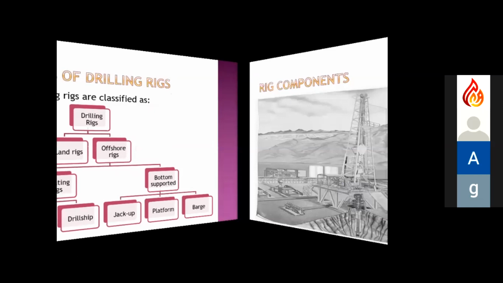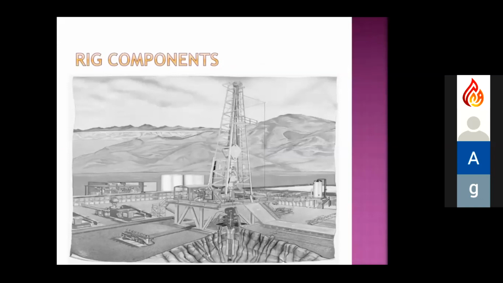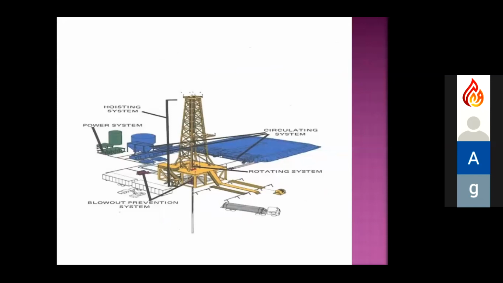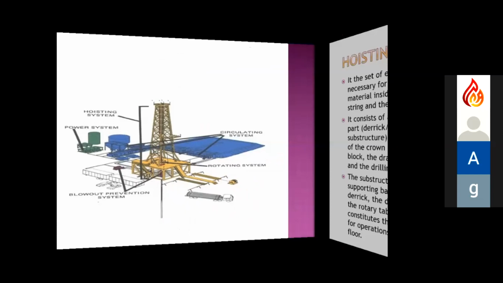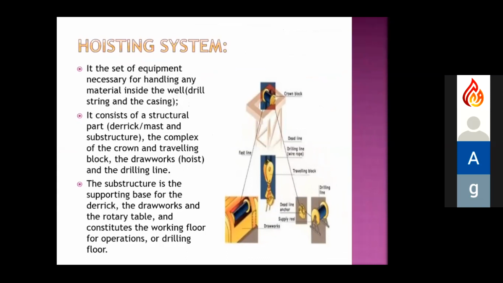Rig components. This here is a rig, and we are talking about the component systems. We have the circulating system, hoisting system, power system, rotating system, and blowout prevention system. We are talking about the hoisting system here. The hoisting system includes the crown block, the dead line, drilling line, fast line, traveling block, and drawworks.